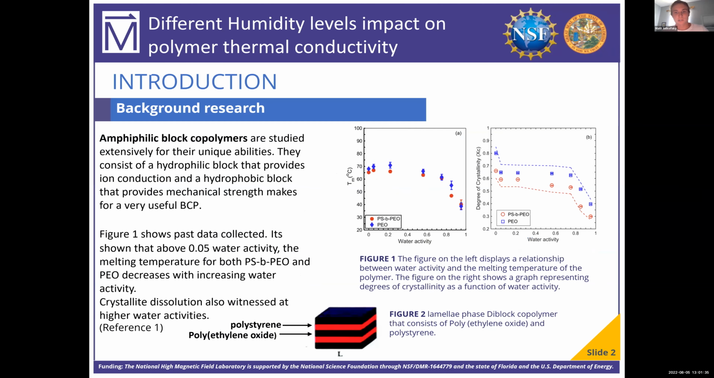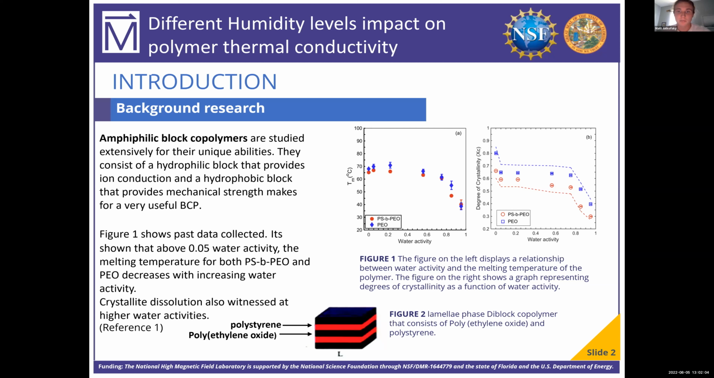So this is some background research and the motivation for my research. In 2006, a group of researchers in the lab that I work in now did research on amphiphilic block copolymers, which are block copolymers that consist of a hydrophilic and hydrophobic block. The data shows that as they increased the water activity of these polymers, they saw a decrease in the melting temperature, and they also saw a decrease in the degree of crystallinity.